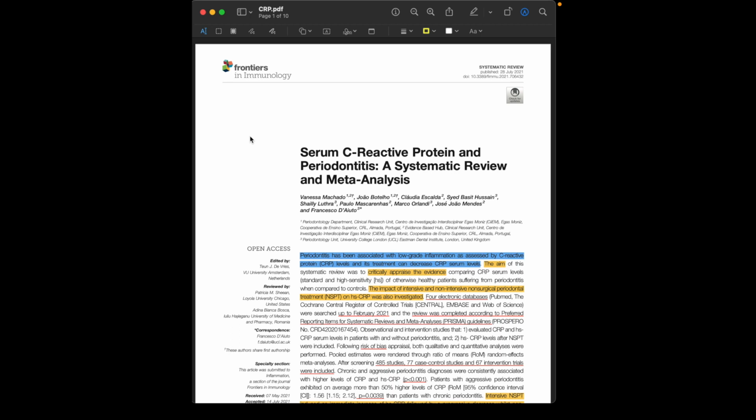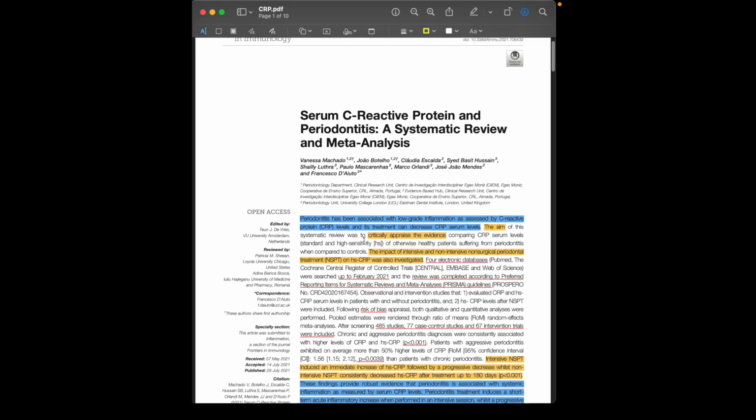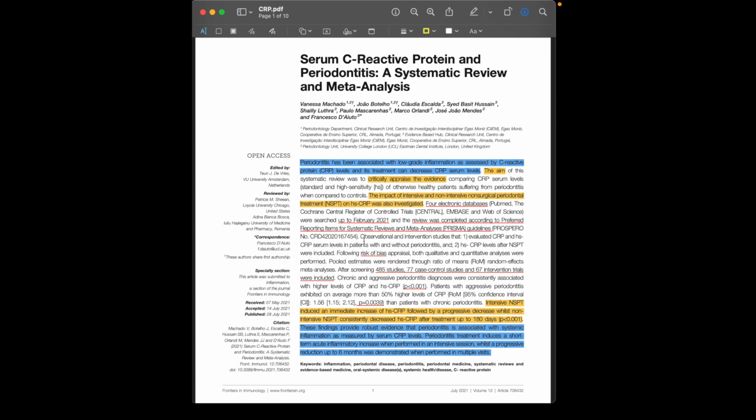My article today is C-reactive protein and periodontitis, a systematic review and meta-analysis. What a systematic review is, I'll talk about later. And for meta-analysis, basically this article is using statistical analysis to prove that there is significance in their claims. There are two hypotheses in this article.